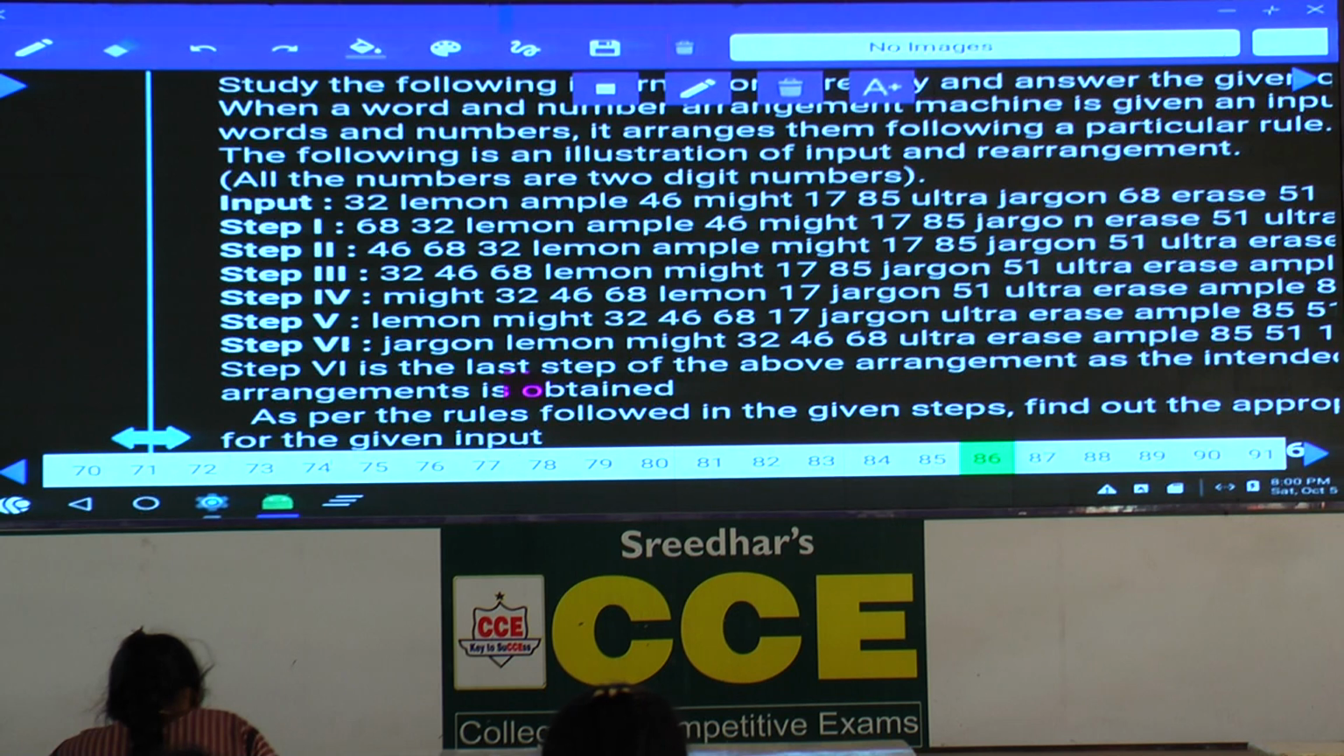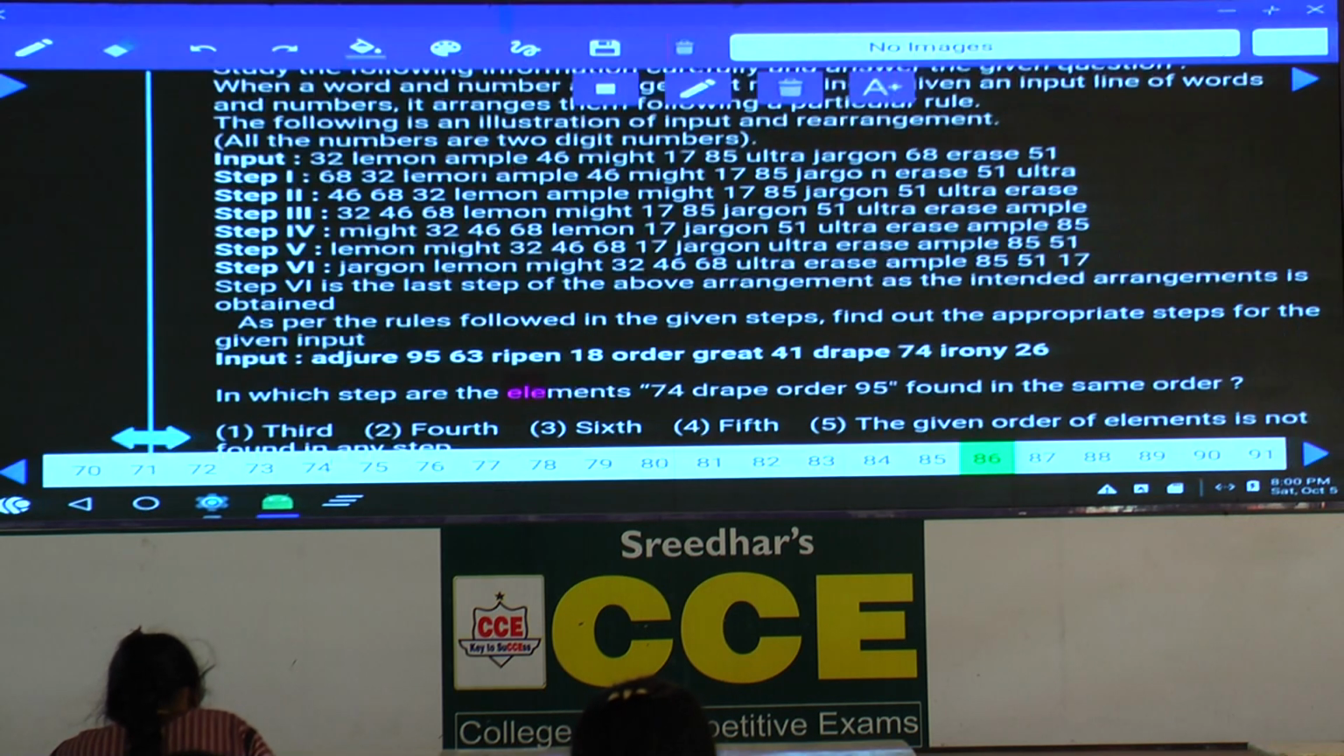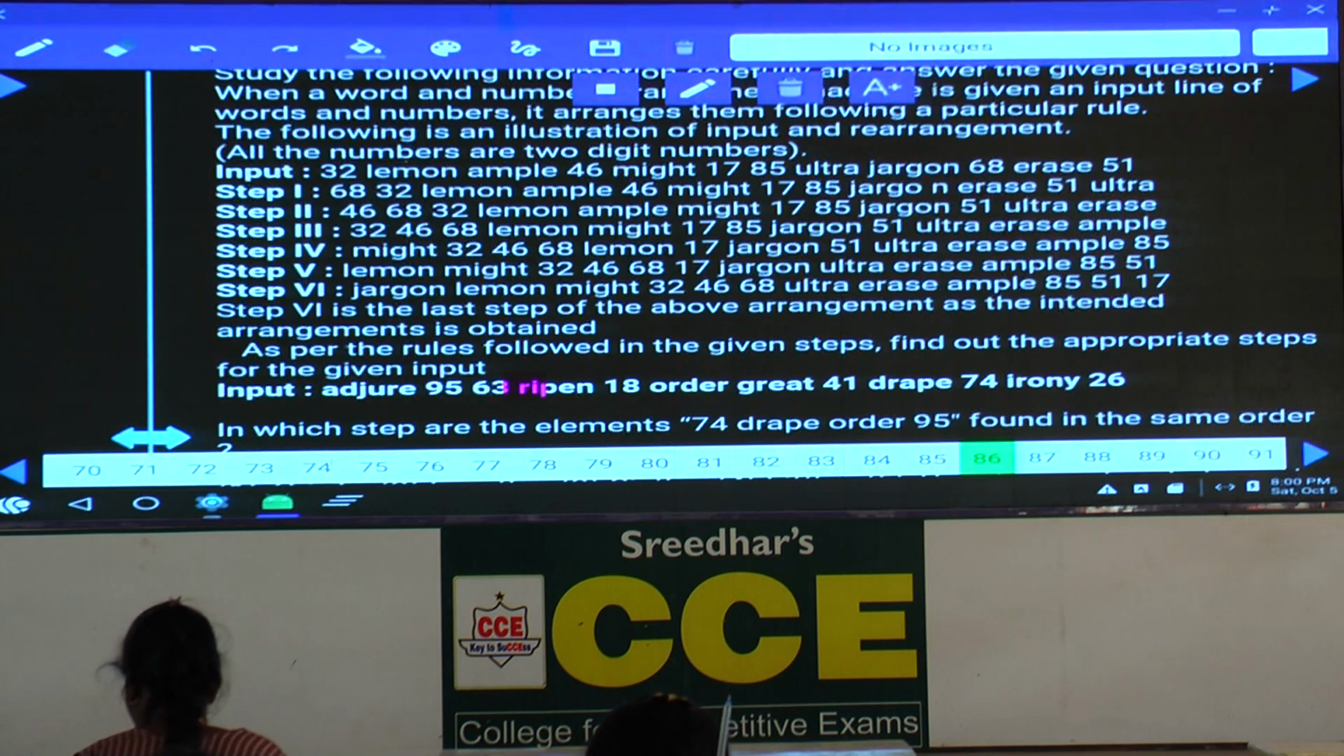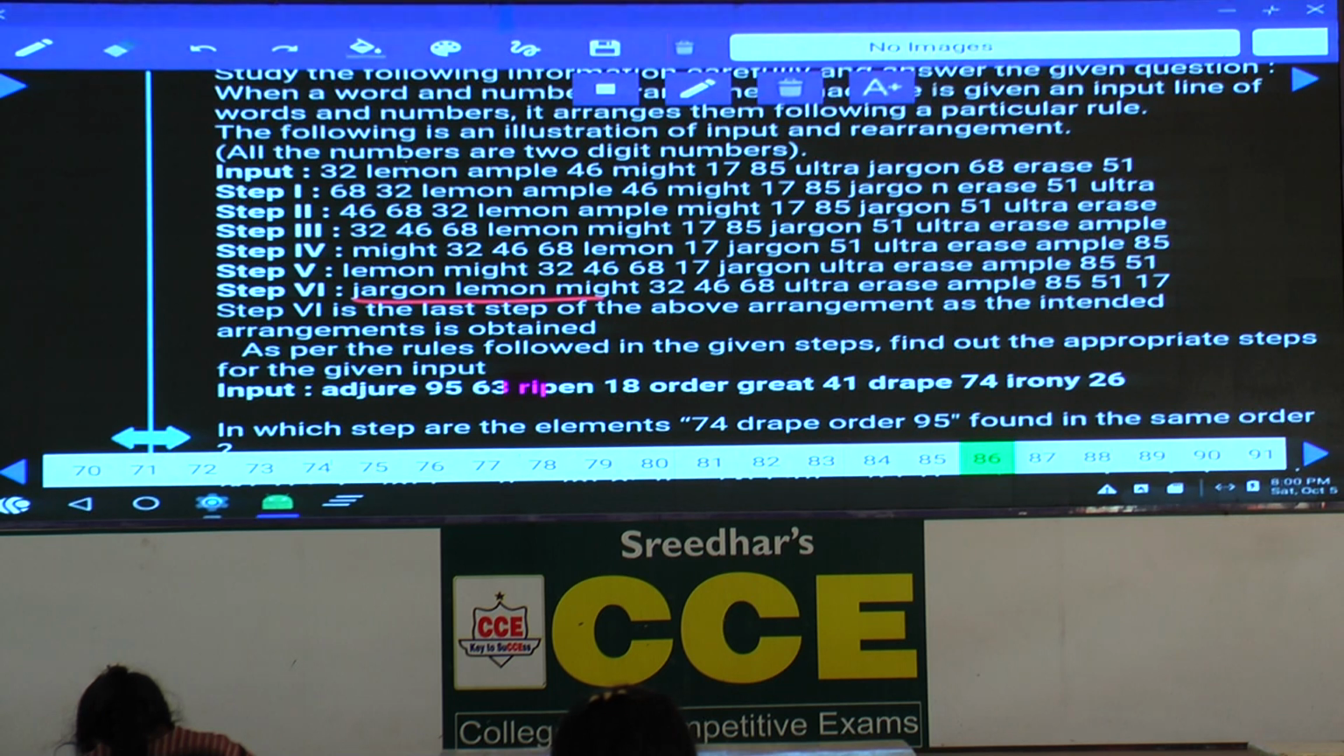Then what is the change in this one? First let us finalize the logic, and in order to find the final logic, which 2 should be compared here? Tell me what are the elements that are to be compared, the input with the final output. Now jargon, lemon, might, these 3 words. These are the 3 words which start with consonants, written in the descending order.